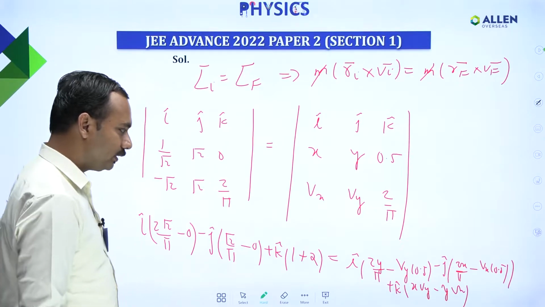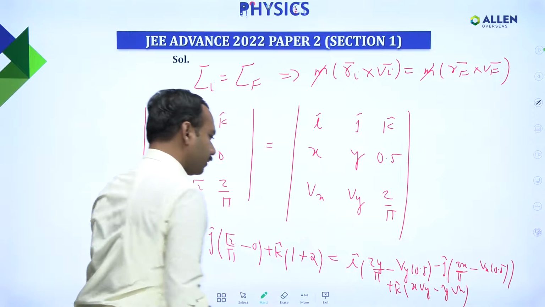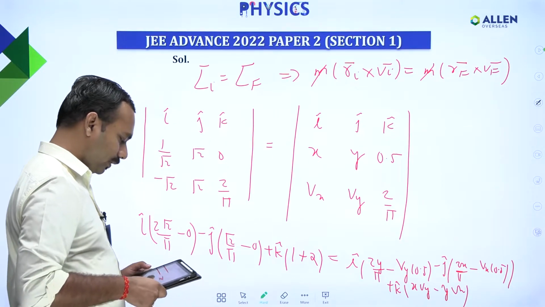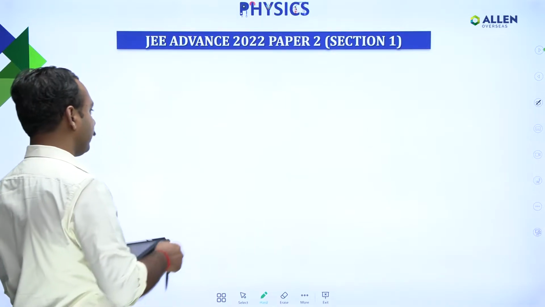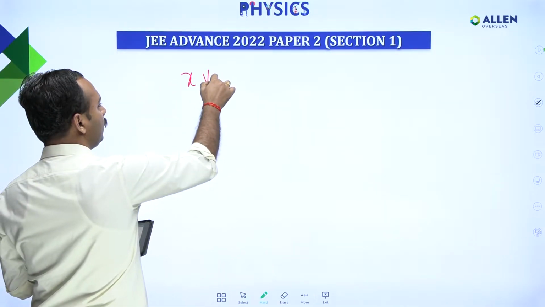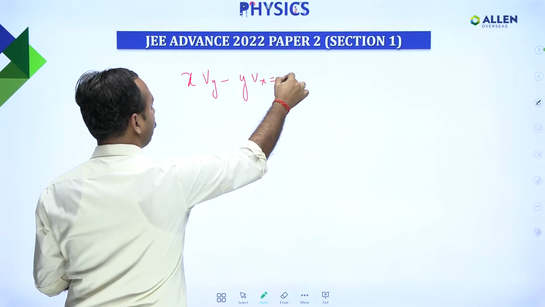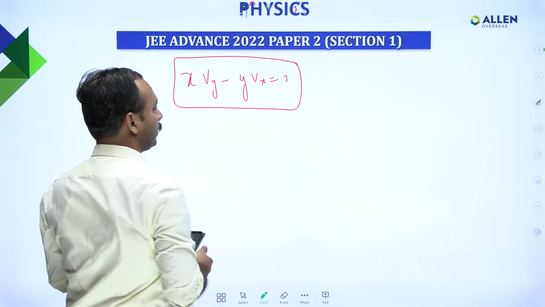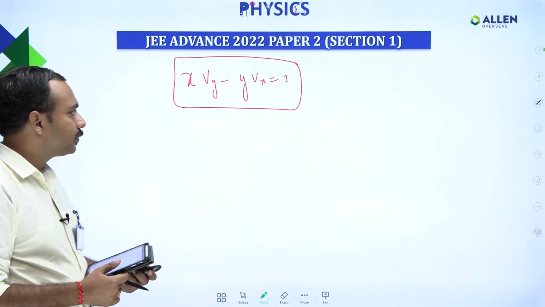I guess it's clear to all students. So if you just proceed further, let me just tell you the direct answer for this one. If you just solve it further, x Vy minus y Vx comes out to be 3. So x times Vy minus y times Vx equals 3. I hope the question is clear to all. Basic calculation of maths. Let's proceed with the next question.